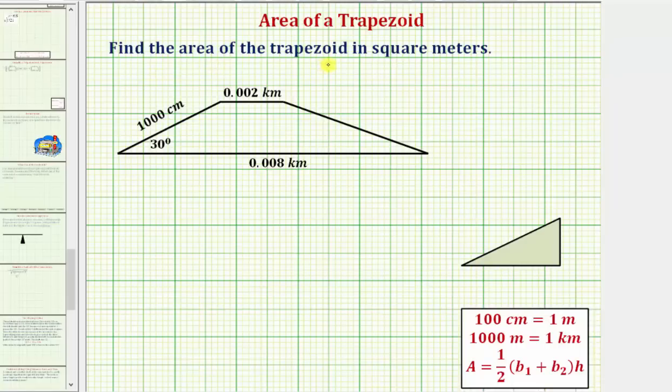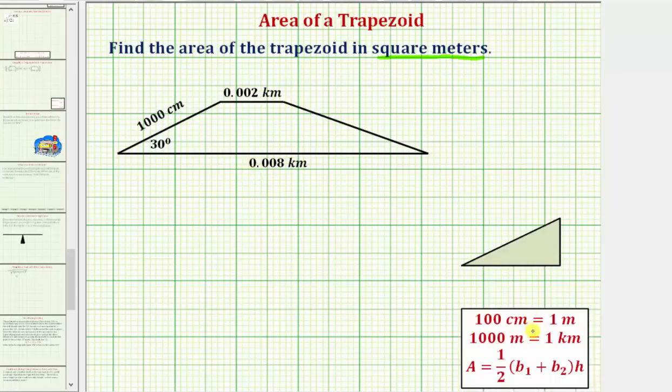We're asked to find the area of the trapezoid in square meters. So the first thing we might notice is that the dimensions given are not in meters. This length is in centimeters, and these two lengths are in kilometers. So our first step is to convert the dimensions to meters.